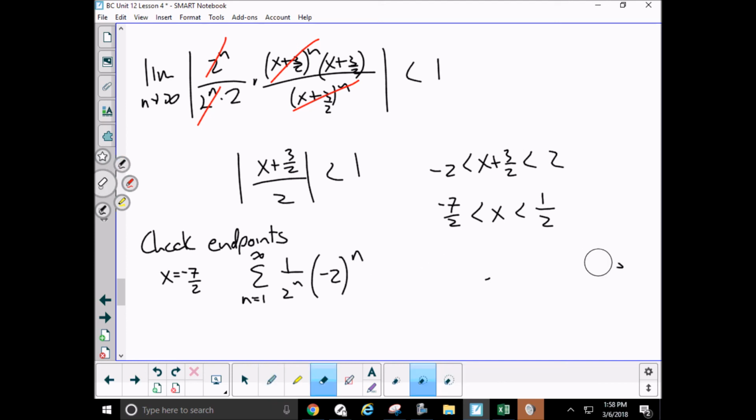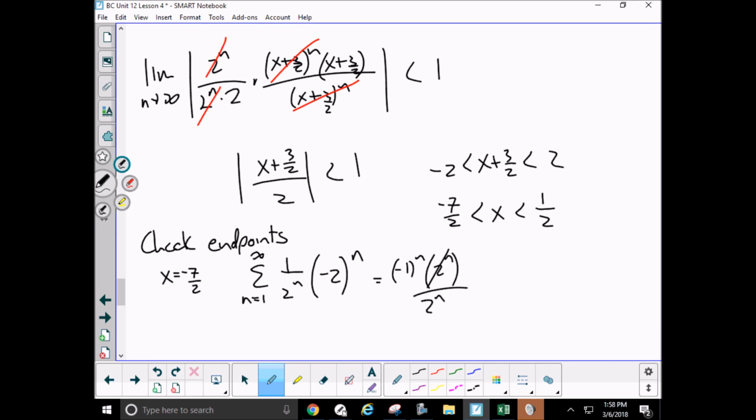And if I look at this further, I could rewrite this as negative 1 to the n over 2 to the n, over 2 to the n, which cancels. We know that the sum of negative 1 to the n is divergent. You can use the nth term test. The terms don't trend towards 0.